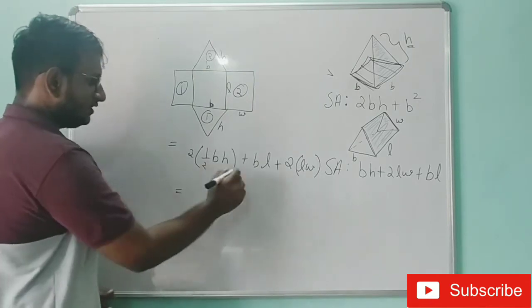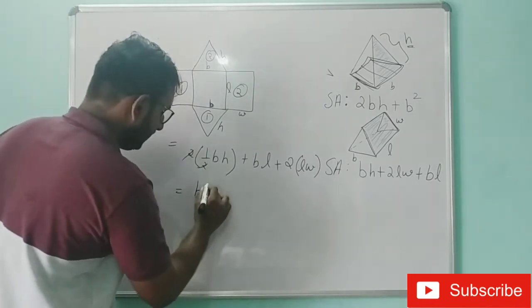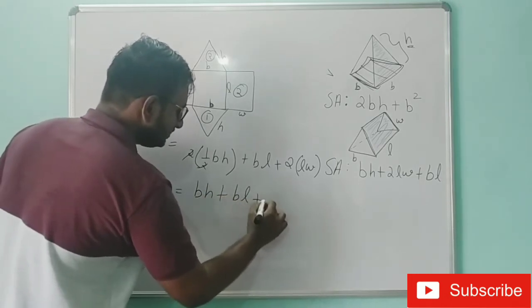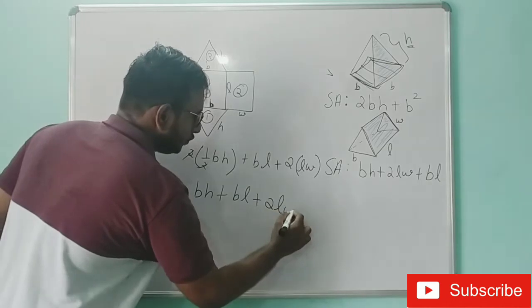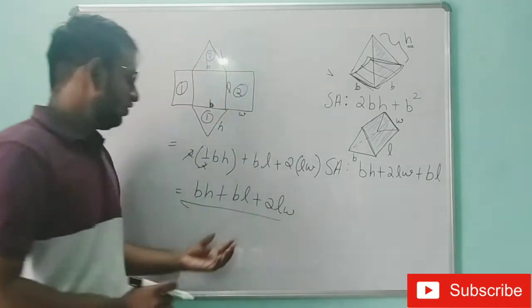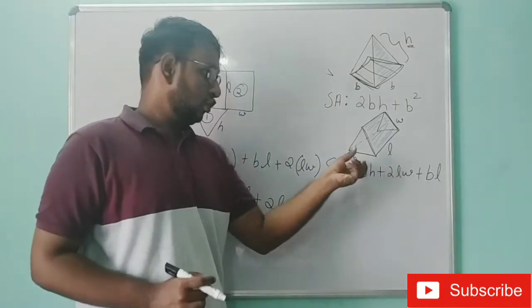This is how we got the formula. You can simplify this: the 2 cancels, then we have BH plus BL plus 2LW. And we got the formula over here. So this is how we got the surface area formula of a triangular prism. This is the total surface area.